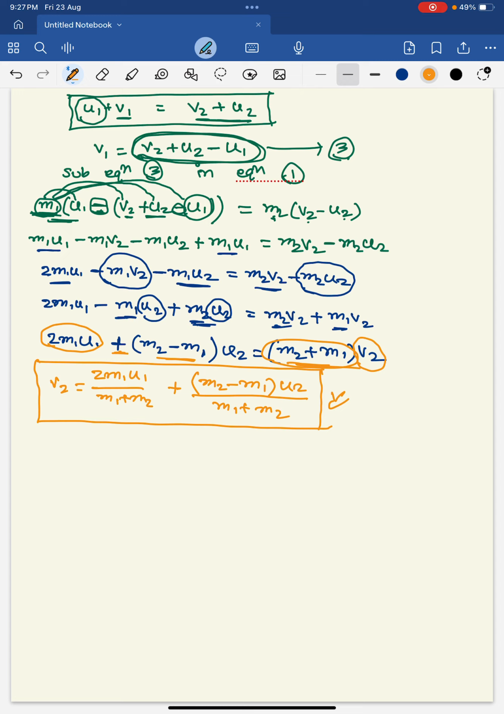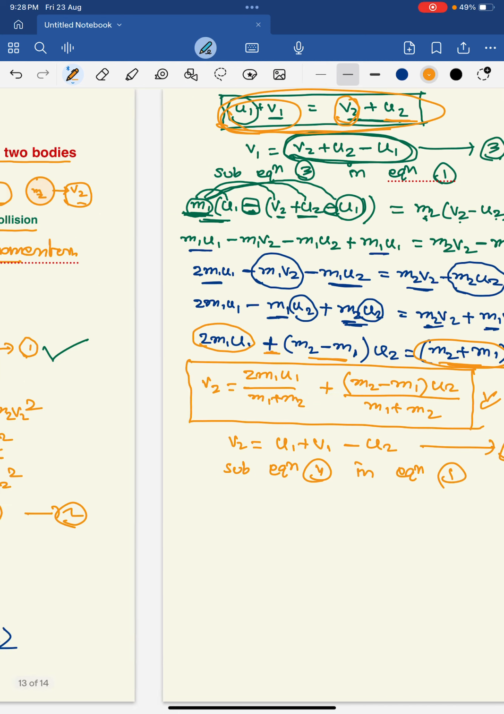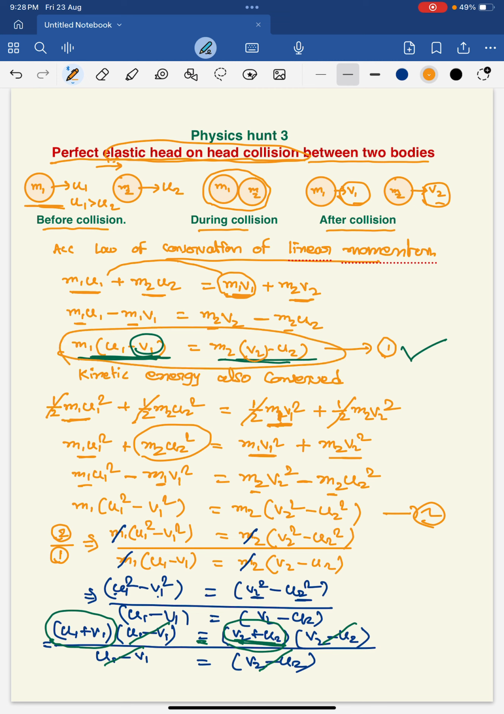Okay, now I am going to calculate V1. To calculate V1, again I am going to use this third equation. Now my aim is I am going to find V2. So from this equation, V2 is equal to U1 plus V1 minus U2. Okay, let us assume this is equation number 4. Now, after getting this equation number 4, again what I am going to do here, substitute this equation 4 in equation 1. What is equation 1? Equation 1 is this one. So here I am going to substitute.